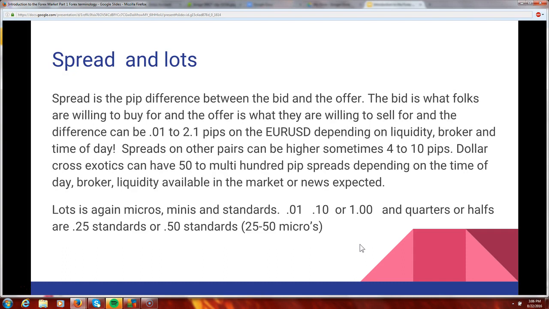Spread is the pip difference between the bid and the offer. The bid is what folks are willing to buy for, and the offer is what they're willing to sell it for. The difference can be very small, like 0.01 at a super high liquidity time.